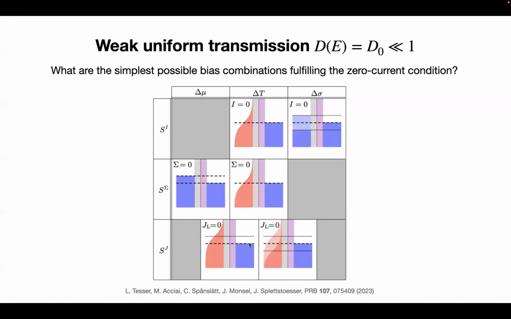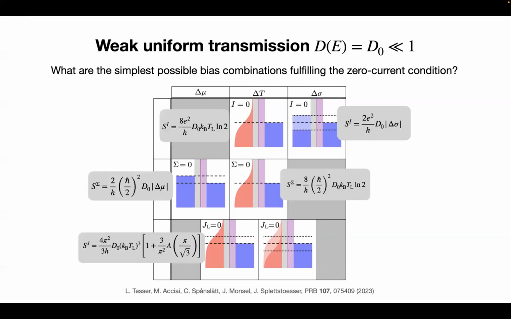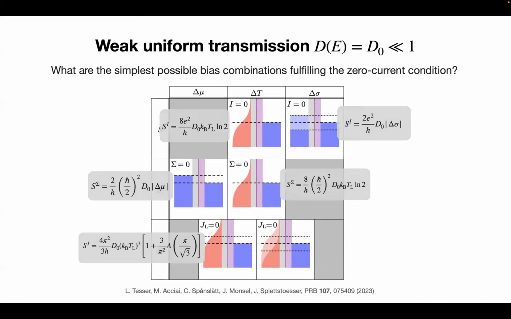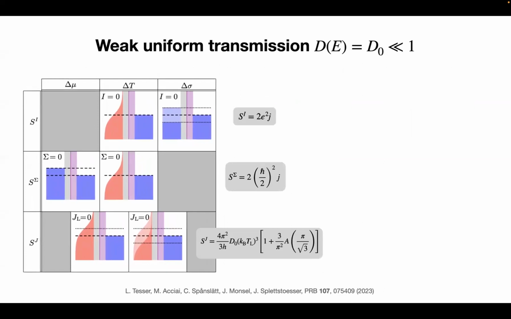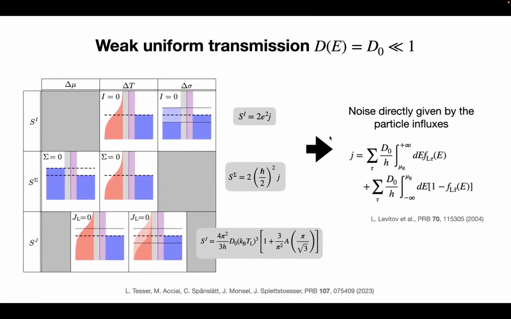And in this very simple situation, we can derive very simple expressions for the total noise, which look like this. These are not particularly informative, but we can see that all of these formulas can be rephrased into this form, where J is nothing but the particle influx that's coming from the hot to the cold reservoir. So this was kind of already known.